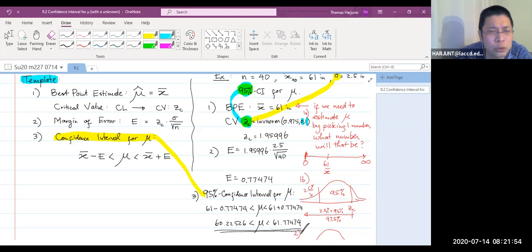Sometimes they don't ask you to construct a confidence interval. They ask you, for example, find the margin of error, find the critical value, find the best point estimate, like that. So you basically answer those parts. But to construct a confidence interval, you need these ingredients here, these 3 steps, where the first step consists of 2 small parts.